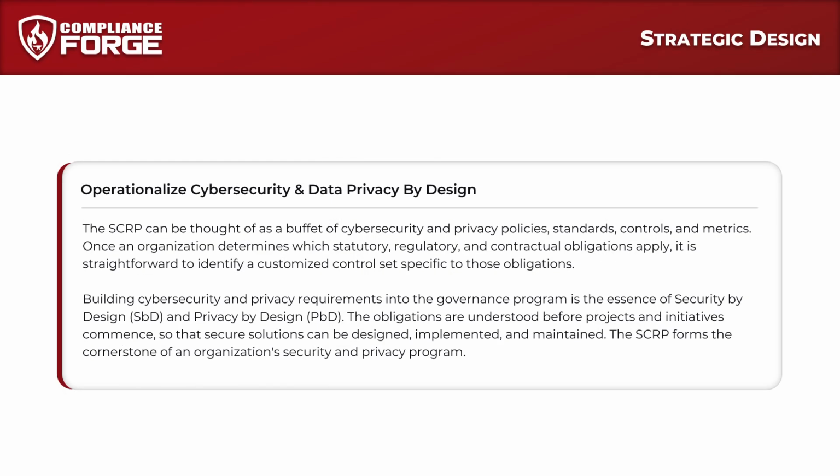Strategic design. The SCRP can be thought of as a buffet of cybersecurity and privacy policies, standards, controls, and metrics. Once an organization determines which statutory, regulatory, and contractual obligations apply, it is straightforward to identify a customized control set specific to those obligations. Building cybersecurity and privacy requirements into the governance program is the essence of security by design and privacy by design. The obligations are understood before projects and initiatives commence, so that secure solutions can be designed, implemented, and maintained. The SCRP forms the cornerstone of an organization's security and privacy program.